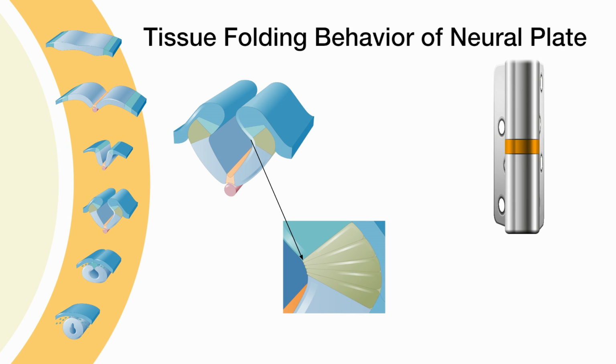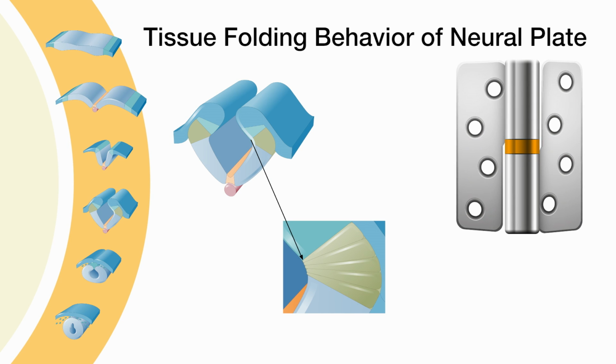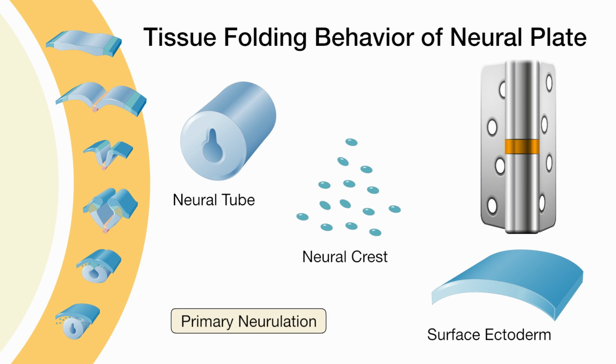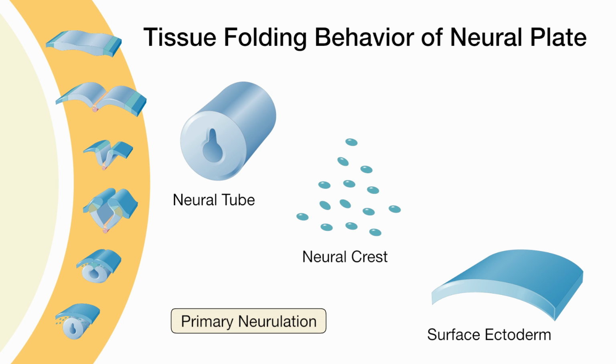The answer is localized cell shape changes, from box-shaped epithelial cells to more trapezoidal cells that have a smaller apical surface as compared to their basal surface. If enough cells at a focal point change this way, then the whole tissue will fold at that point, much like a hinge. This tissue folding behavior of the neural plate is called primary neurulation. Neurulation is the process by which the three ectodermal regions of the surface ectoderm, the neural crest, and the neural tube are made physically and functionally distinct from one another.